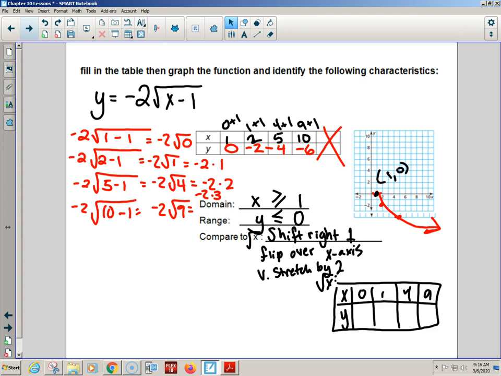So, quick reminder, if you're going down, the y's are less. If you're going up, the y's are higher. If you're going to the right, make the x arrow point that way. If you're going to the left, make the x arrow point that way.